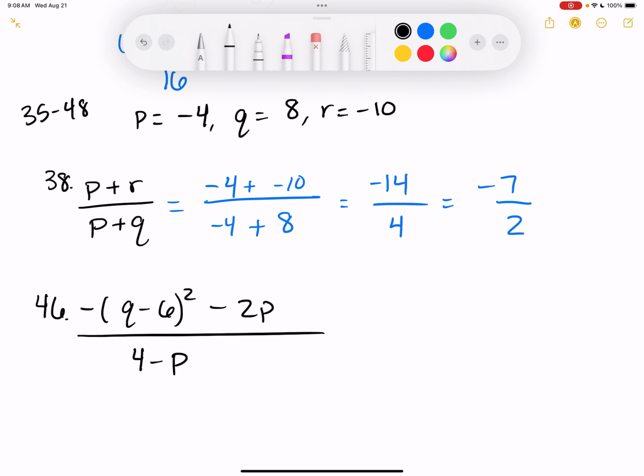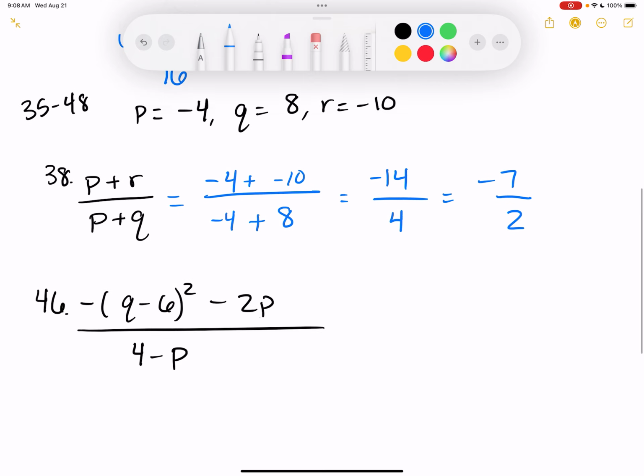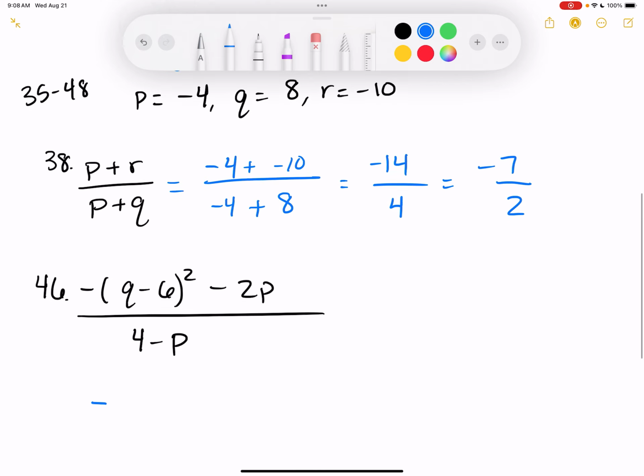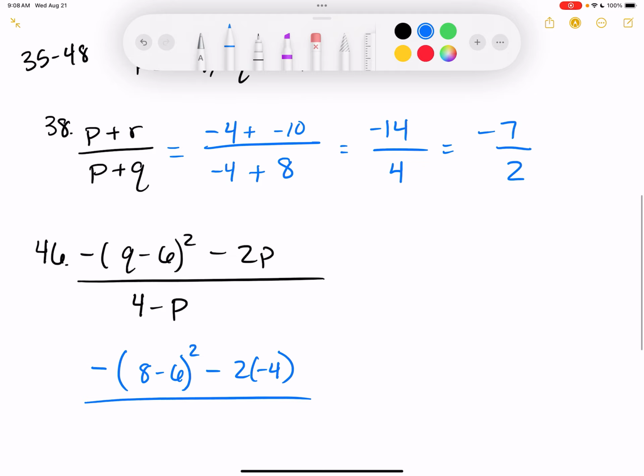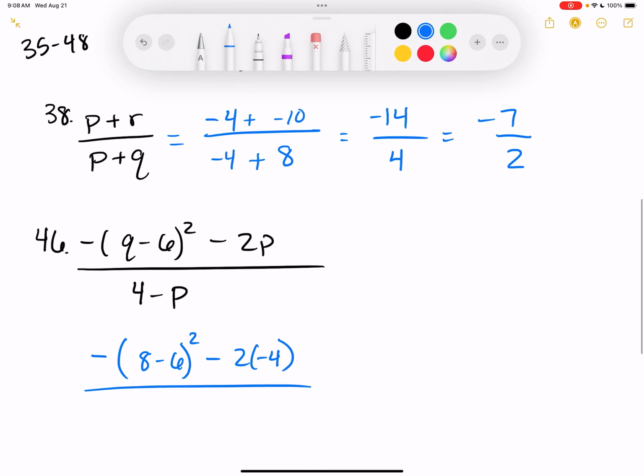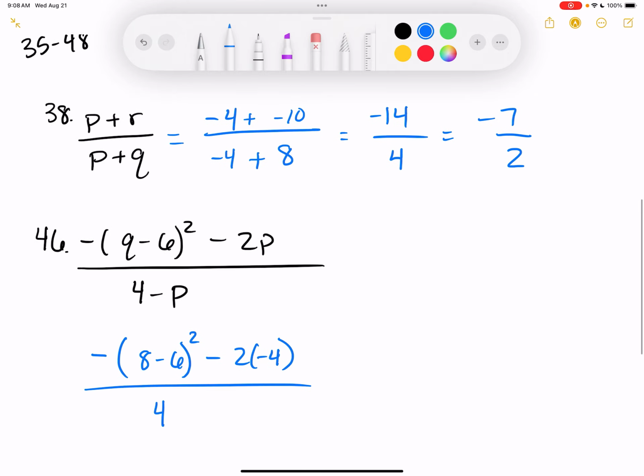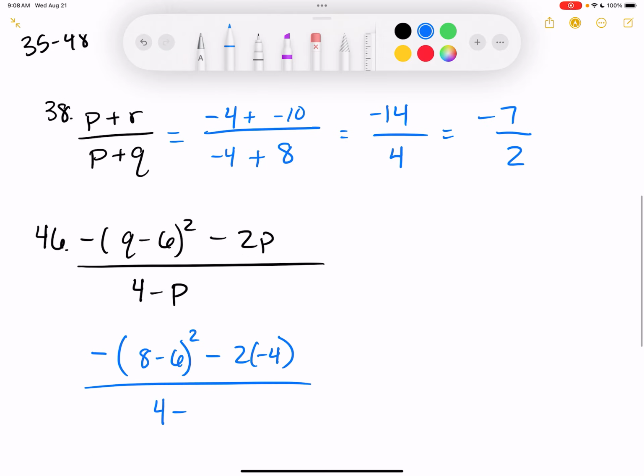So I use the same numbers to plug in. So I'm going to have negative, 8 minus 6 squared, minus 2 times negative 4, divided by 4 minus a negative 4. So what do I need to do with this one?